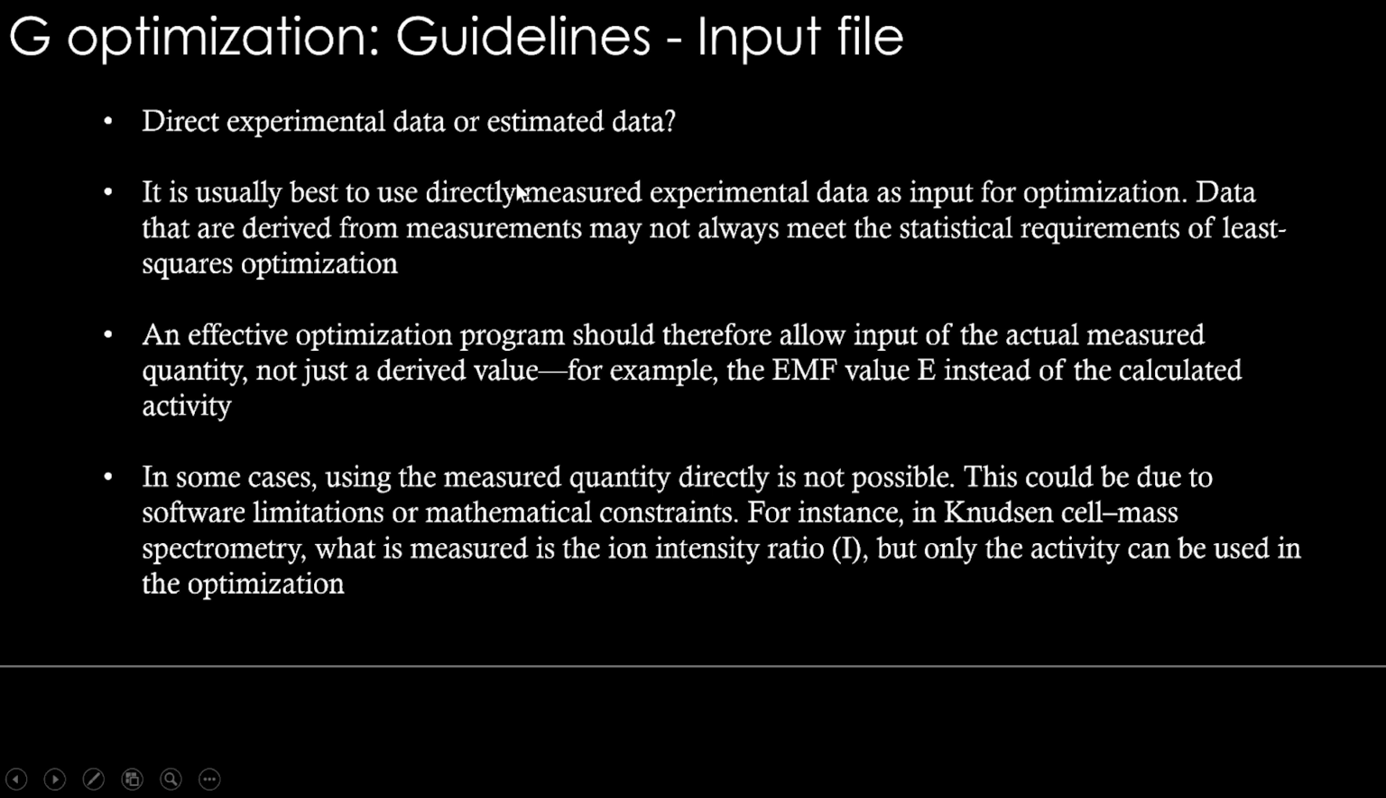Right? So now some guidelines for the input file are given here. Direct experimental data to be used or estimated data to be used. What are we talking about here? Some of the data that we use, let's say some thermochemical data, comes from some particular experiment. In that experiment, the direct reading is not for this particular quantity. It is for some other quantity. From that, this quantity is estimated, and this is used in the POP file.